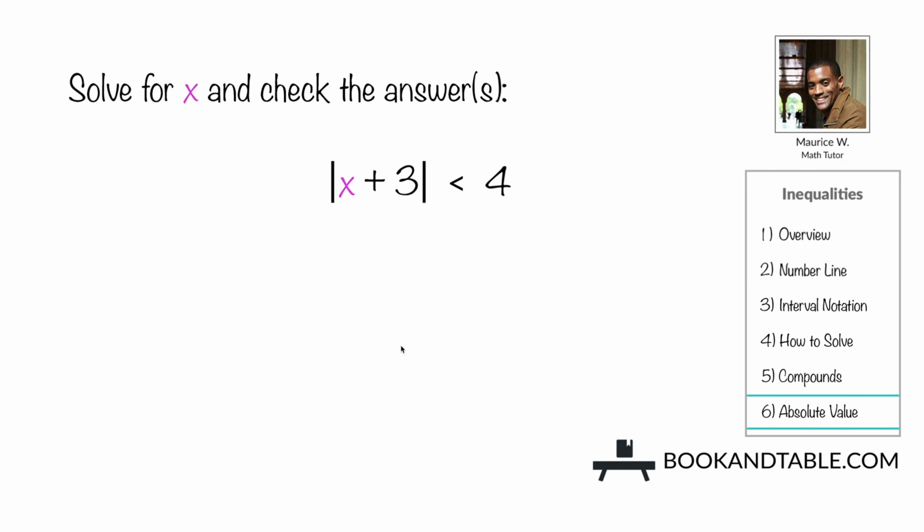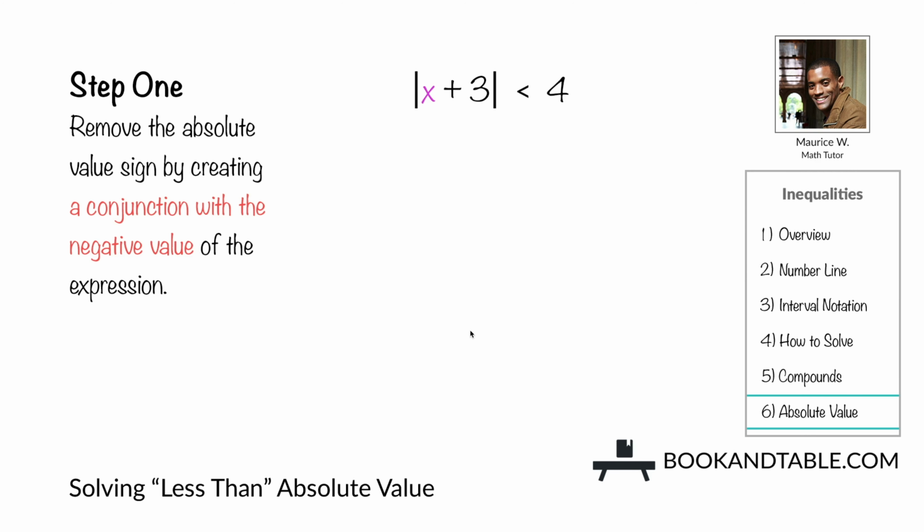So let's look at an example and walk through one together. Solve for x and check the answers. The absolute value of x plus 3 is less than 4. So how would we want to go about solving this question? Step 1, we want to remove the absolute value sign by creating a conjunction with the negative value of the expression. The value of the expression in this case is 4.